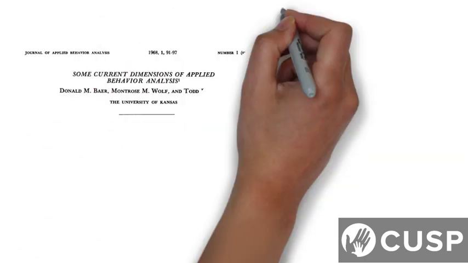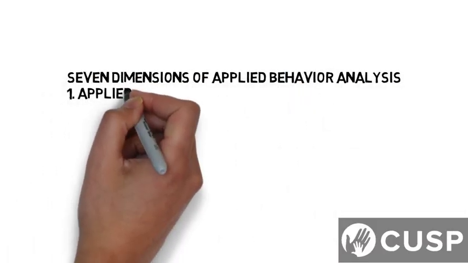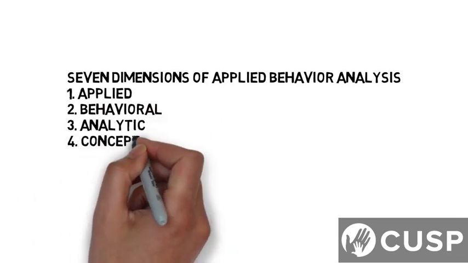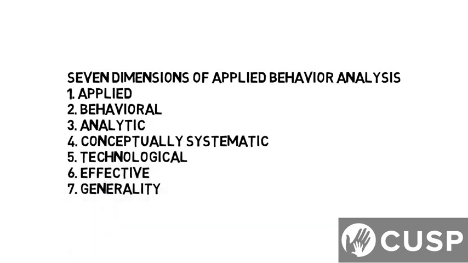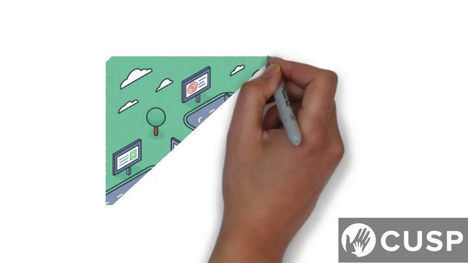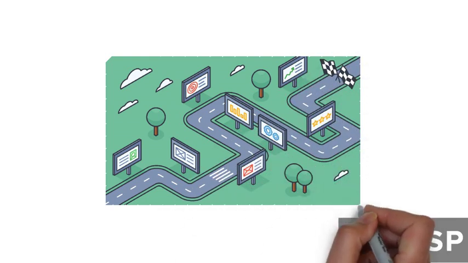Baer, Wolf, and Risley published 2 articles, one in 1968 entitled Some Current Dimensions of Applied Behavior Analysis, and another in 1987 entitled Still Some Current Dimensions of Applied Behavior Analysis. In these articles, they identified 7 dimensions, which were applied, behavioral, analytic, conceptually systematic, technological, effective, and generality. We will go into more detail of these dimensions later in the video. These 7 dimensions were identified to guide researchers in the applied domain, as well as to guide behavioral practitioners in the service delivery domain when designing interventions for consumers.